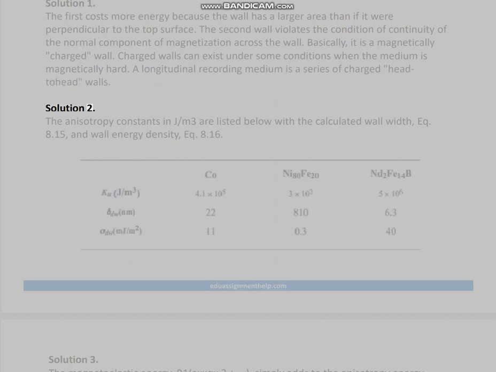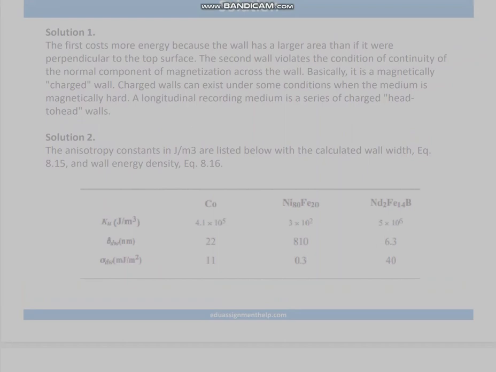Solution 2. The anisotropy constants in J/m³ are listed below with the calculated wall width, Equation 8.15, and wall energy density, Equation 8.16.